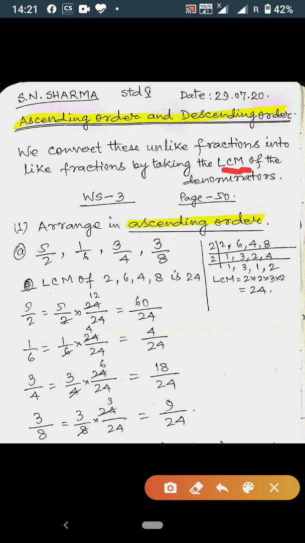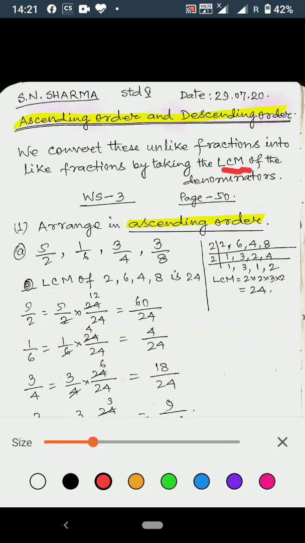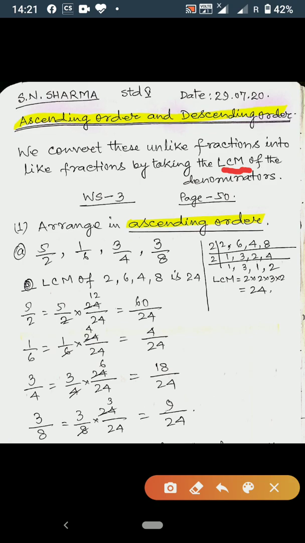Now worksheet 3, page 50, question number 1. Arrange in ascending order 5 by 2, 1 by 6, 3 by 4, 3 by 8. First of all, find the LCM of the denominators. So LCM of 2, 6, 4, 8. Find the LCM. LCM equal to 24.